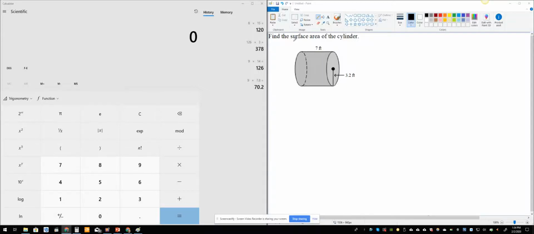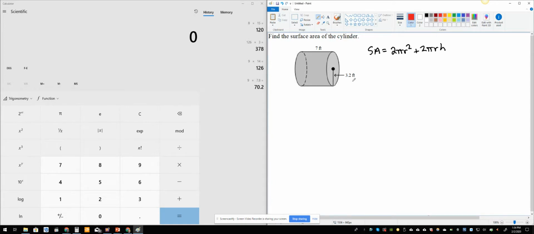Okay, since we're trying to find the surface area of the cylinder, we need to be able to remember our formula for this. For the surface area of a cylinder, that's going to be 2 pi r squared plus 2 pi r h, or h 2 pi r is also what we learned in our notes. Now when we're looking at this, we need to plug in the pieces where they are supposed to go.